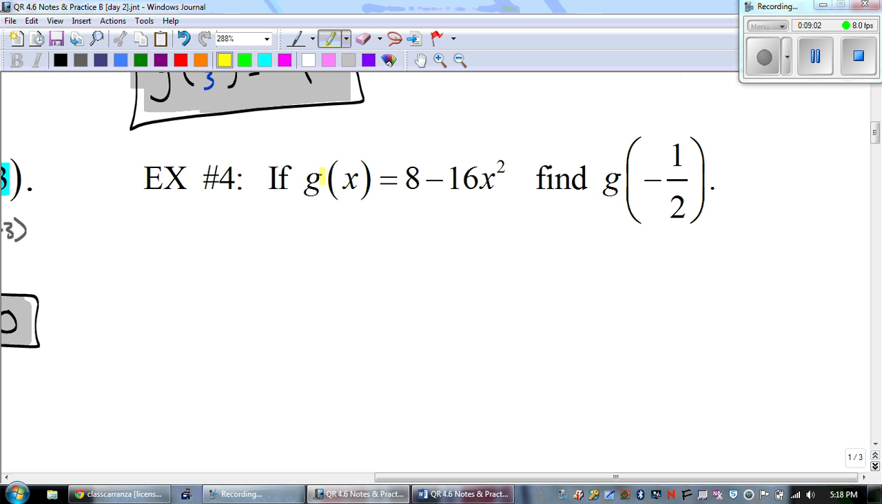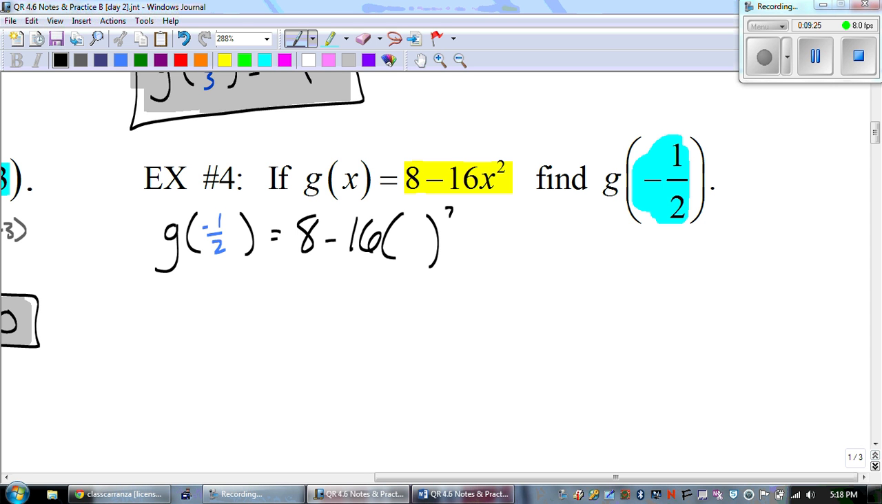Okay, so if g of x equals 8 minus 16x squared, find g of -1/2. Okay? Now, no writing IDK on it just because there's a fraction. No math babies allowed. So 8 minus 16, and this is a -1/2. So 8 minus 16. So the first thing we have to do is exponents.